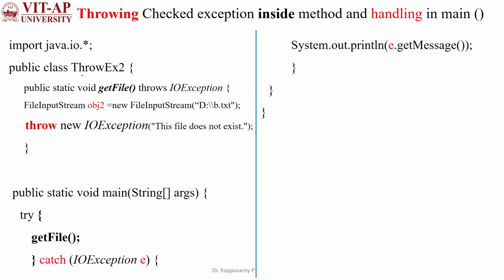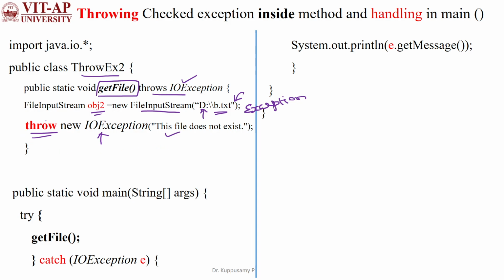Here you see I am using another example. Here I am using a separate method getFile, which is throwing IOException, right? And here I am using an object as a variable which is accessing the file b.txt from the D drive. If this file is not available, then the exception will be raised. Then the exception should be thrown. So here I am using the keyword throw, new, then the exception class, then just a notification to the user.